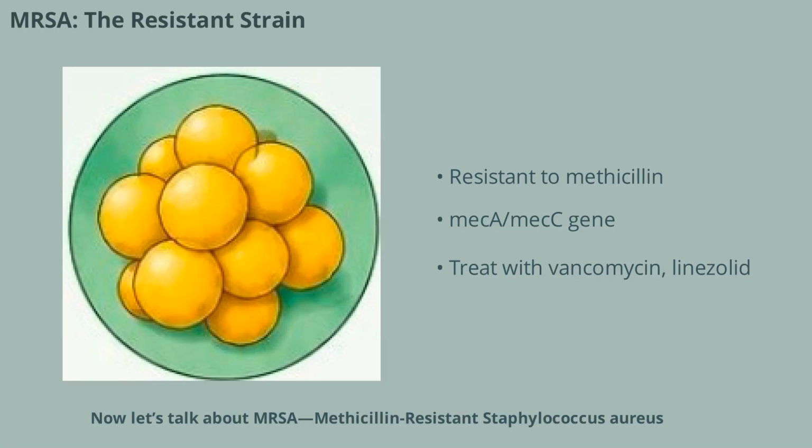Now let's talk about MRSA, methicillin-resistant Staphylococcus aureus. MRSA is resistant to methicillin and most beta-lactam antibiotics, making it a tougher opponent. The main mechanism behind this resistance is the presence of the mecA or mecC gene, which leads to the production of PBP2, a protein that reduces beta-lactam binding.